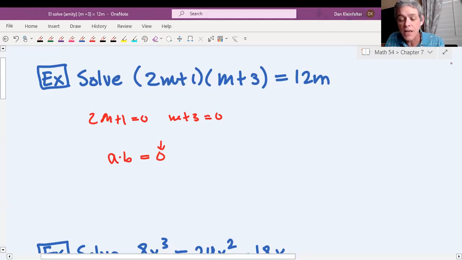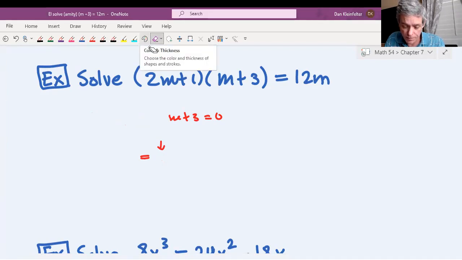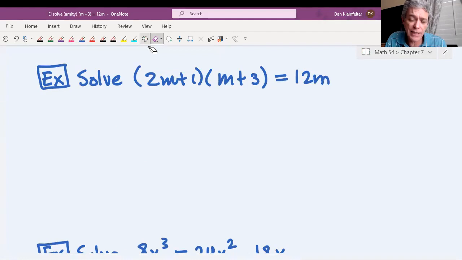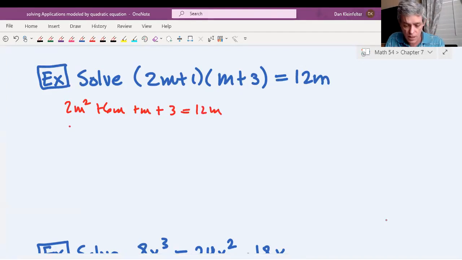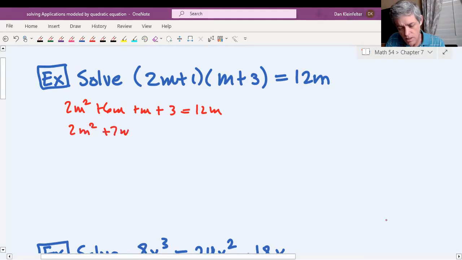I've got 12m. So what we're going to need to do first is actually multiply everything out on the left side and collect that 12m onto the other side and refactor. That sounds like a lot, but we can do it. So let's first multiply out the left side. This will be 2m squared plus 6m plus m plus 3. On the right side, I still have 12m. There's 2m squared plus 7m plus 3. That's equal to 12m.